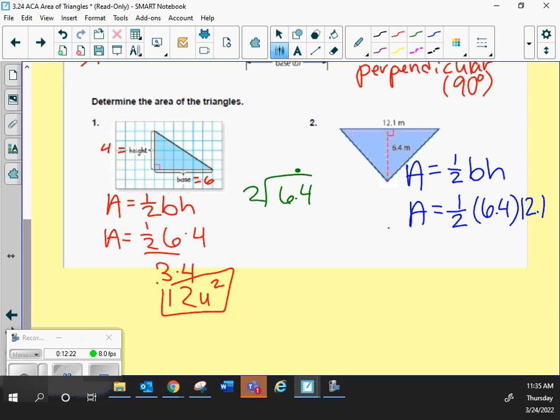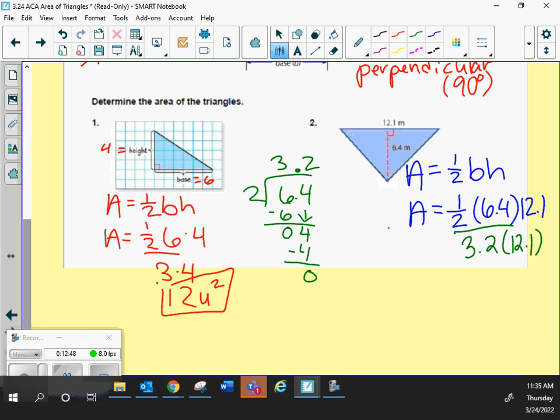2 goes into 6 three times. I'm left with 0, and I bring down the 4. 2 goes into 4 twice. Awesome. Okay, and I'm left with 3.2. Am I done? No, but I've done part of it. 3.2 times 12.1. I'm going to let y'all do that one on here and leave the decimal multiplication yesterday.